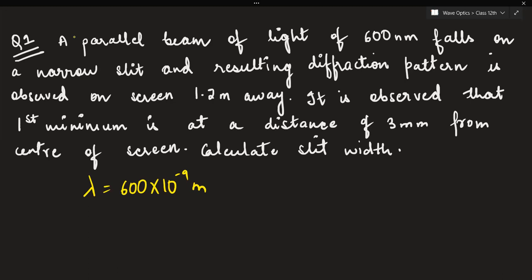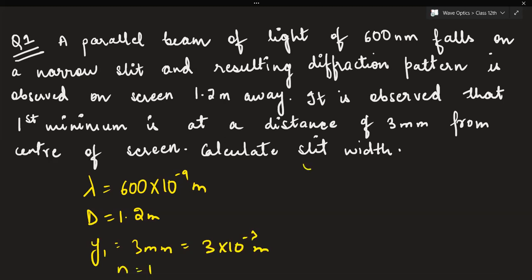This is the separation between the slit and screen, that is D is 1.2 meters. It is observed that the first minimum is at a distance of 3 millimeter from the center of the screen, that is the central maxima. So y1 is 3 into 10 to the power minus 3 meters, and n is equal to 1. You have to find out the slit width.